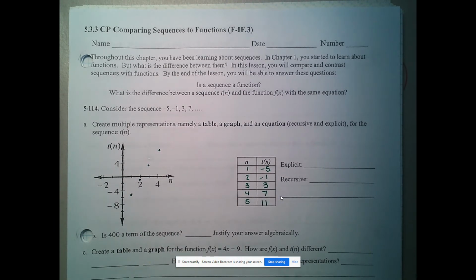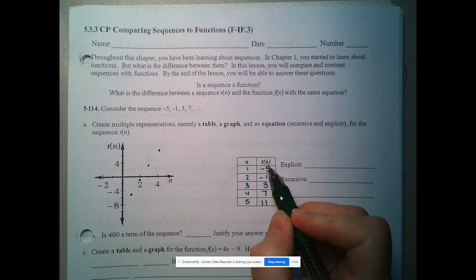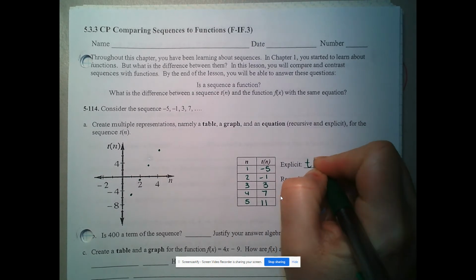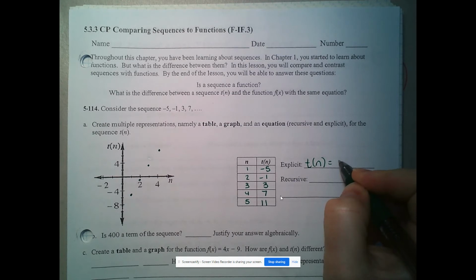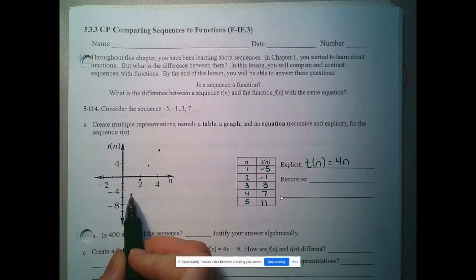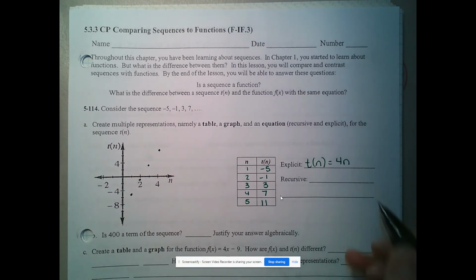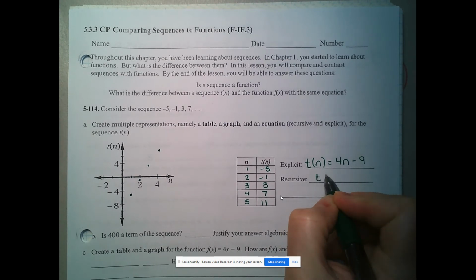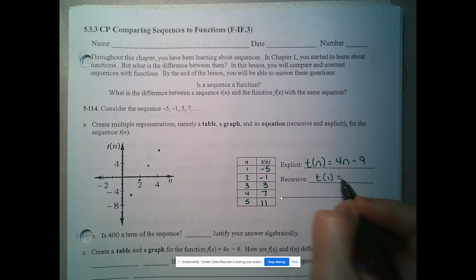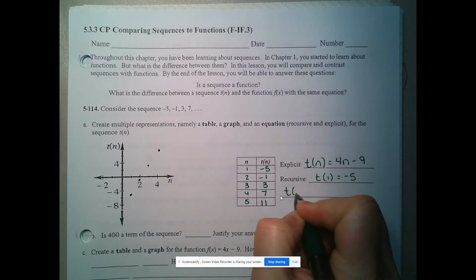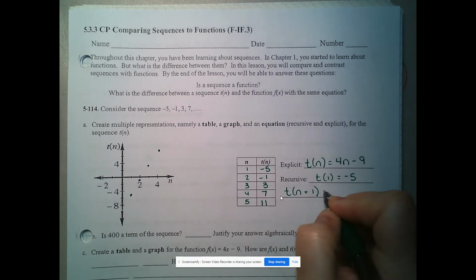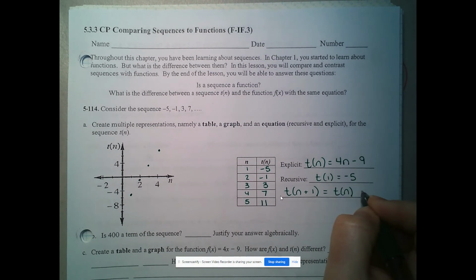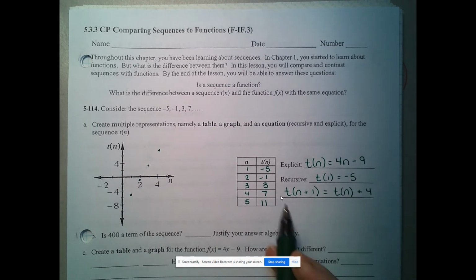So the explicit equation in this case would be a sequence. We would say it is t of n equals, it was increasing by 4, so it would be 4n. And then if we had to go back one more space, we'd have to subtract 4, which would bring us back to -9, so 4n minus 9. The recursive equation is going to need, first of all, one coordinate. In this case, we'll use t of 1, which is -5. In order to find the next term of the sequence, t of n plus 1, we would use the previous term, t of n, and the pattern was to add 4, add 4, add 4, so previous term plus 4.